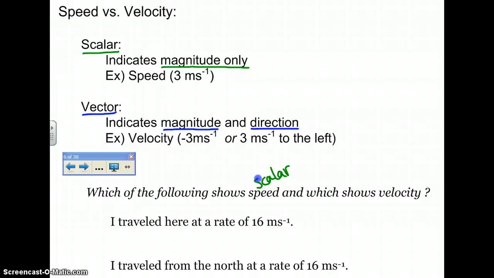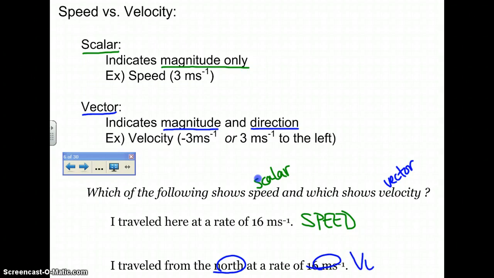Well, the first one here is going to show you speed because it does not give you a direction, whereas velocity is going to be a vector quantity because it is going to show you a direction with the magnitude. So this last one is an example of velocity.